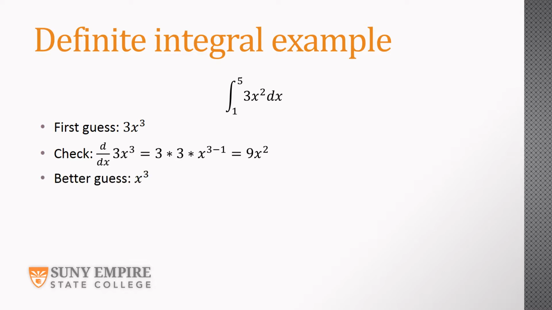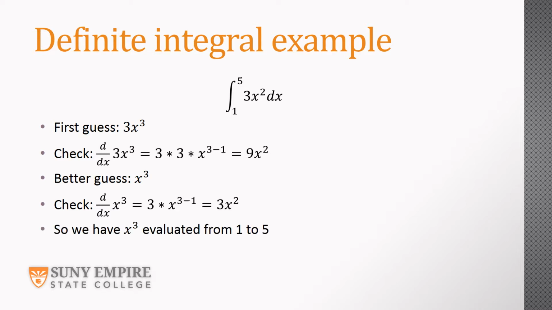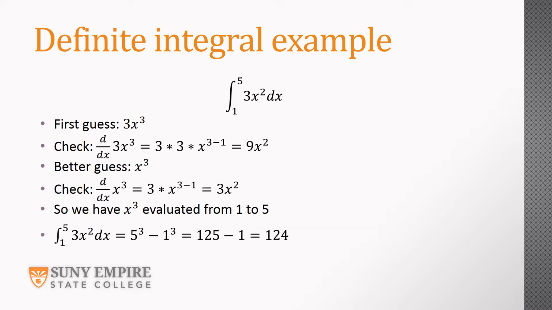Perhaps a better guess would be that the integral is just x to the third. Let's find out. Taking the derivative, we have 3 multiplied by x raised to the power 3 minus 1, or 3x squared. So we have found our integral. So to find the area, we have x to the third evaluated from 1 through 5. We have 5 to the third minus 1 to the third, which results in an area of 124 square units.